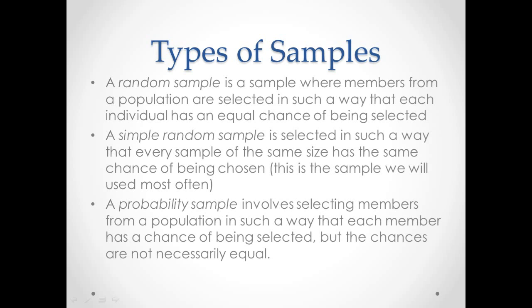And a probability sample involves selecting members such that every member has a chance of being selected, but those chances might not be equal. If you're selecting from 30 boys and girls a member of the girls basketball team, well, clearly I guess the boys could have a chance of being selected, but it's probably not very appropriate to put a boy on the girls basketball team. So the girls would have a more significant chance of being on the team.